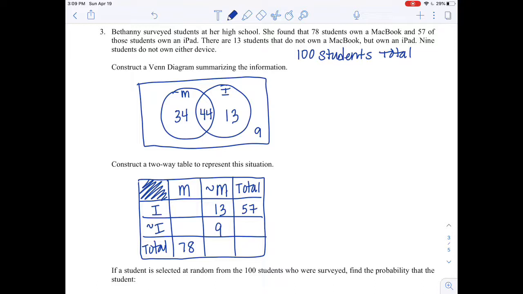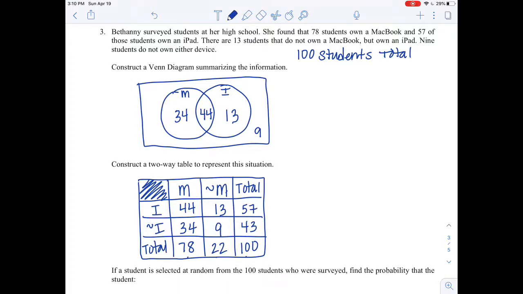And then just like we did in the previous problem, you basically add along each column and row to get all your totals to be right. So if I did 57 minus 13, that should come out to be 44, right? And then if I do 44 plus 34, that would come out to be 78. If I do 34 plus 9, that would be 43. 57 plus 43 adds up to be 100. 13 plus 9 is 22, adds up to be 100. And just to double check, 78 plus 22 is 100. So you can see all the rows and columns add up correctly.